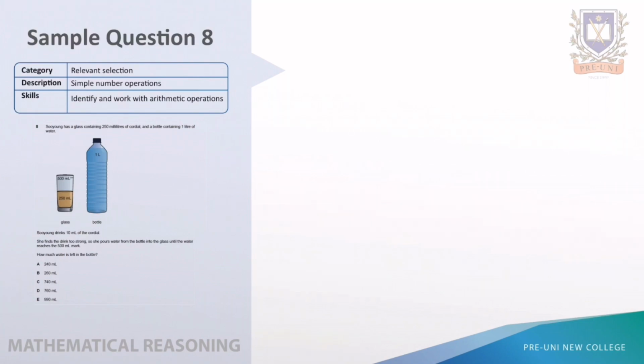For the 8th sample question, for the category, we have relevant selection, description, simple number operations, skills, identify and work with arithmetic operations. For question 8, Soo-young has a glass containing 250 milliliters of cordial and a bottle containing 1 liter of water. So we can see the diagram below. Soo-young drinks 10 milliliters of the cordial. She finds the drink too strong, so she pours water from the bottle into the glass until the water reaches the 500 milliliter mark. How much water is left in the bottle?